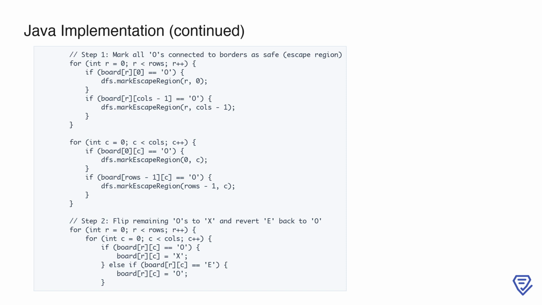After marking the escape regions, we move to the second step. Here, we iterate through all the cells in the board. If we find an O, it means the cell is surrounded by X and should be flipped to X. On the other hand, if we find an E, we revert it back to O because it was marked as part of the escape region earlier. This process ensures that all surrounded regions are converted to X while preserving the regions that are safe.